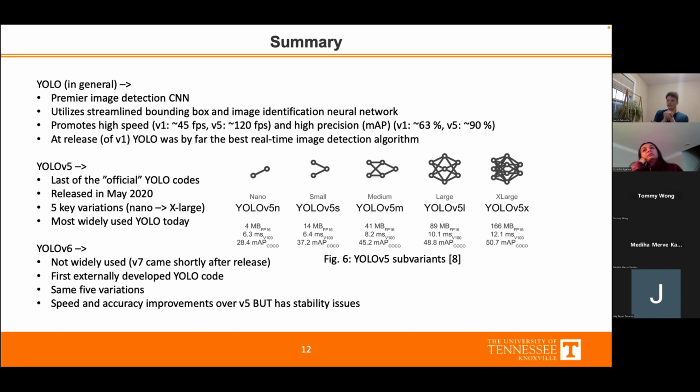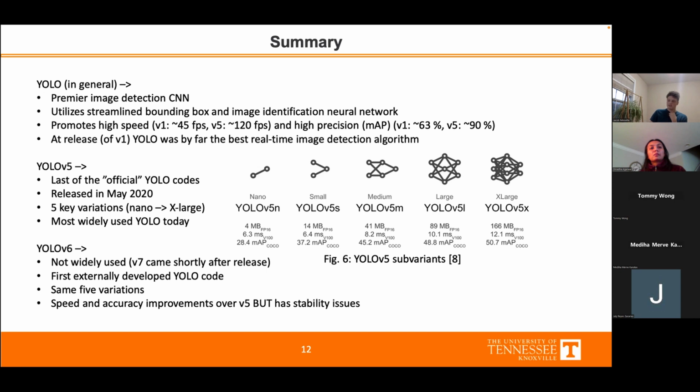Specifically, YOLO V5 is the last of the official YOLO builds. It was released in May of 2020. It has 5 key variations from nano to extra large, which each have their own increased number of convolutional layers and memory and information size, which is given by the figure to the right. It is still, to this day, the most widely used YOLO variant.